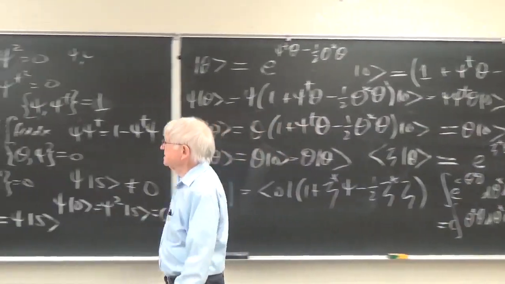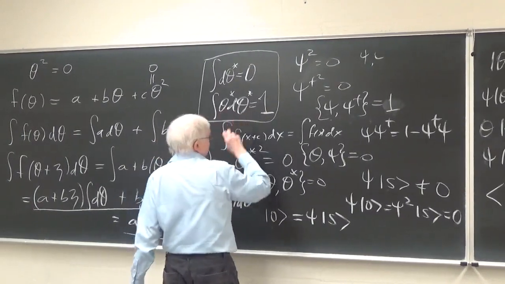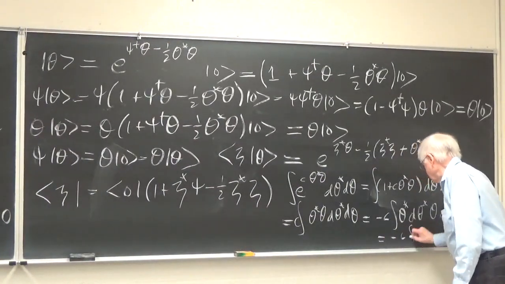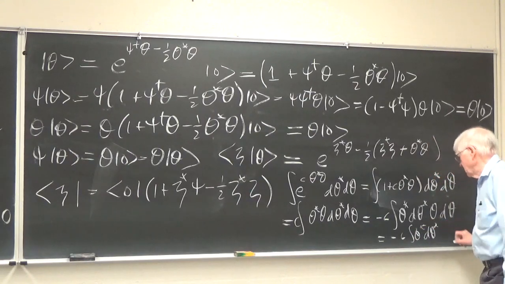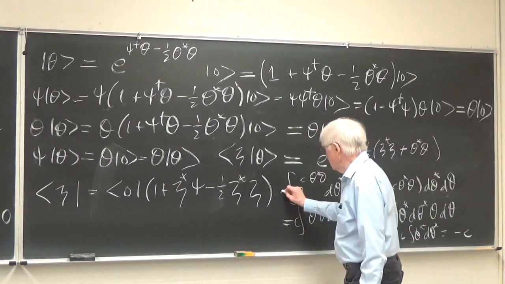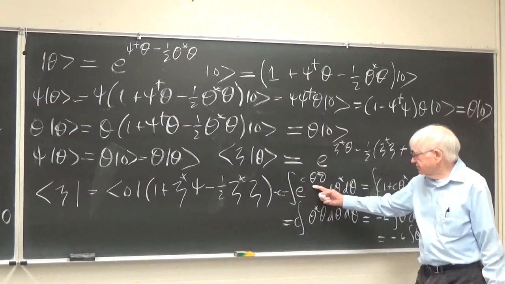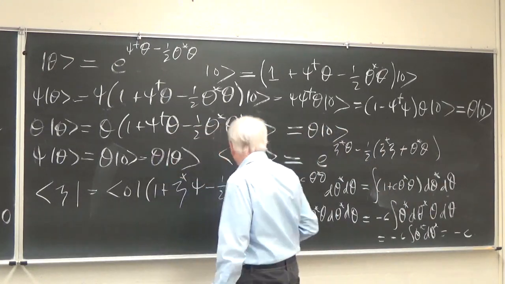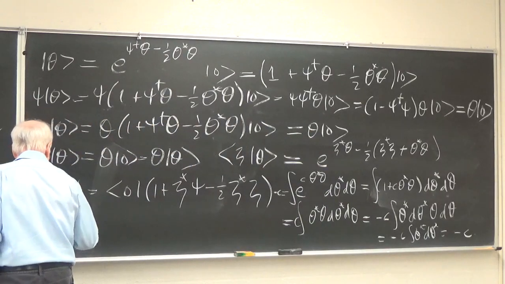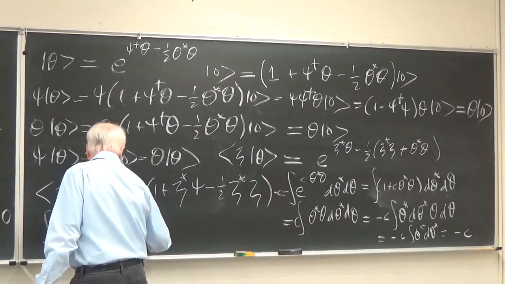But now the rules for theta d theta or theta star d theta star: the integral of theta d theta is 1, the integral of theta star d theta star is 1. And so this is just minus c times the integral of theta star d theta star, and that's 1 also. So the answer is minus c. So this Gaussian integral is just equal to minus c. If I write the thing again, since this is kind of important, the integral of e to the c theta star theta, d theta star d theta, is minus c.